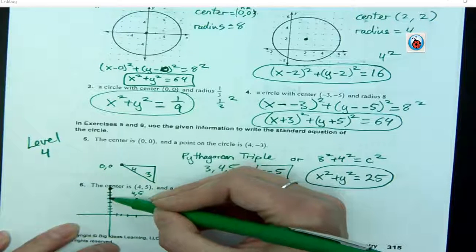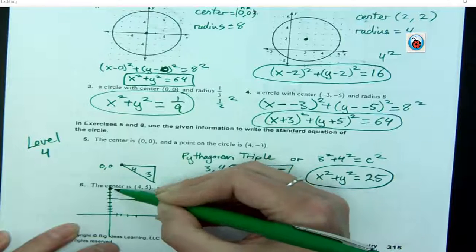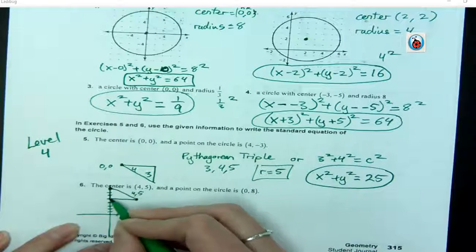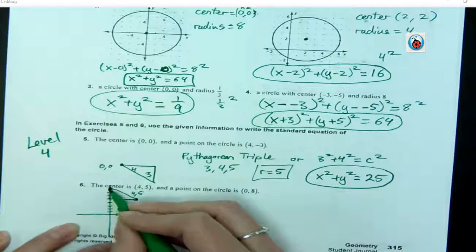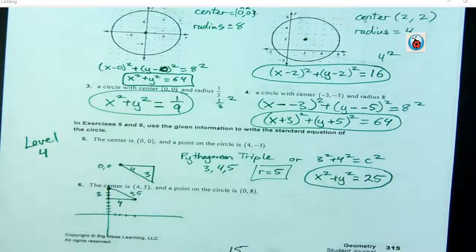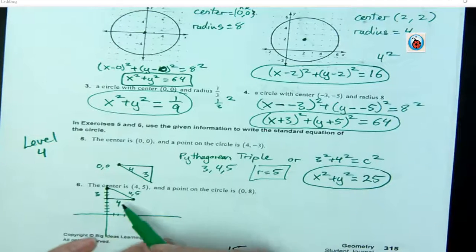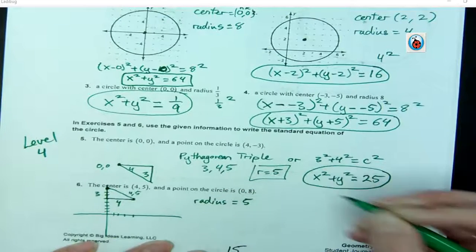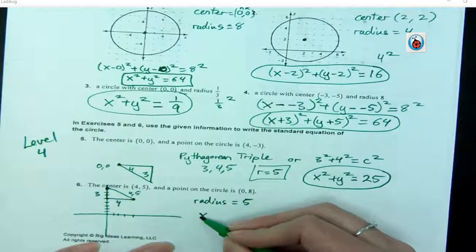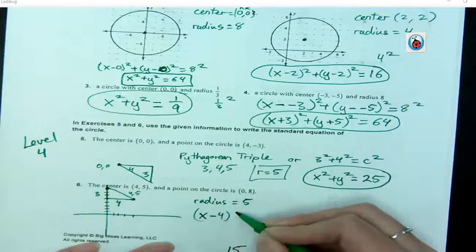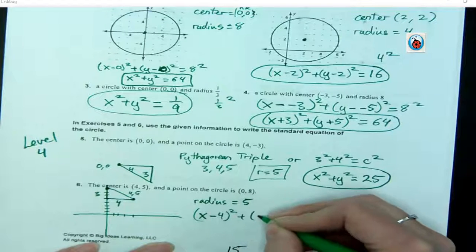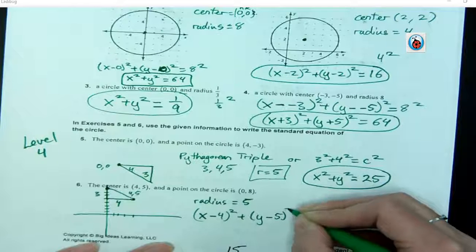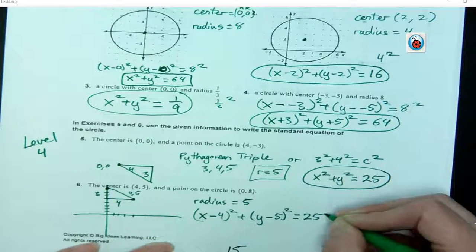So now I'm dealing with this triangle here to find the radius. And so this side, I'm just going between 4 and 0, which is still 4, and then between 5 and 8 is 3. You could use the distance formula if you wanted to, but for me, it's easier just to find it visually. And we see that's one of our triples again, and so that is again radius equals 5. And so my equation in the circle is x minus 4 squared plus y minus 5 squared equals 25.